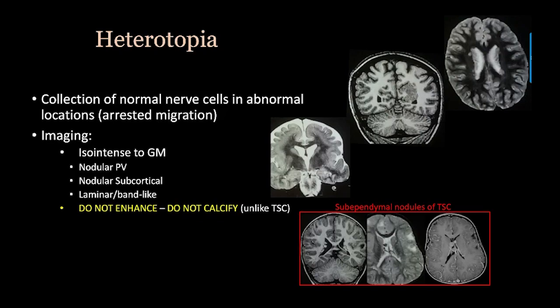An important point, especially for the sake of exams and also in real life, is to remember that heterotopia does not enhance and does not calcify. And that is unlike what we know of subependymal nodules in tuberous sclerosis complex. Therefore, as you see in the red box at the bottom of this slide, if you see subependymal nodules that are calcified or develop enhancement on post-contrast images, we should suspect more that to be a tuberous sclerosis complex subependymal nodule rather than periventricular gray matter heterotopia. That's an important clue that becomes handy.